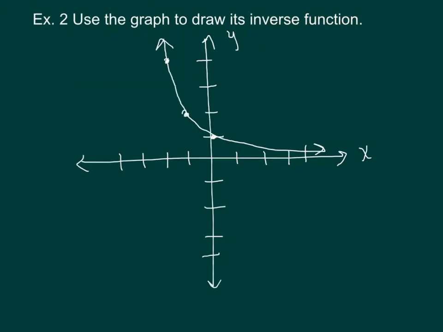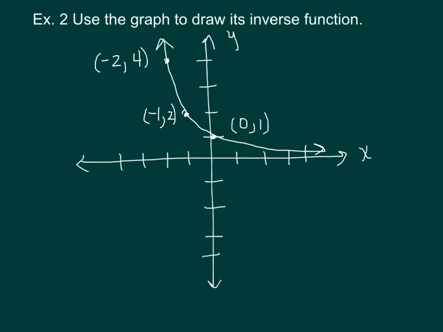Looking at example 2, you can use a graph to draw the inverse. The first thing I would suggest is you label the points given. So this first point is -2, 4. This point is -1, 2. And our third point is 0, 1.